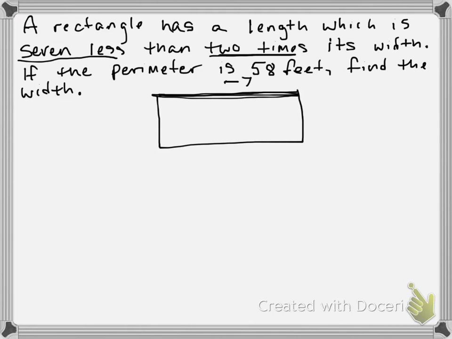I don't even know what the width is. Alright, well, but whatever the width is, I need 2 times that. So if I just call the width x, then the length has got to be 2 of those. 2 times the width, and then I need 7 less than that. So 2x minus 7, that's going to be the length. Now this baby's a rectangle, so that means opposite sides are equal. So that's got to be x, and this has got to be 2x minus 7. Okay, so I have my rectangle nicely labeled.